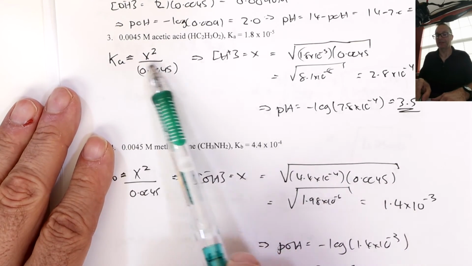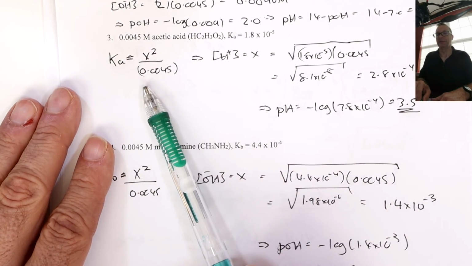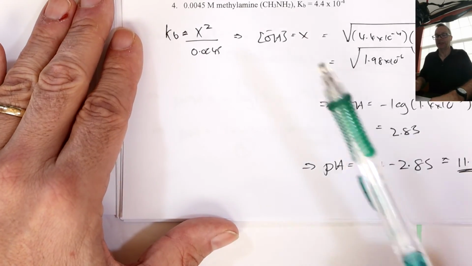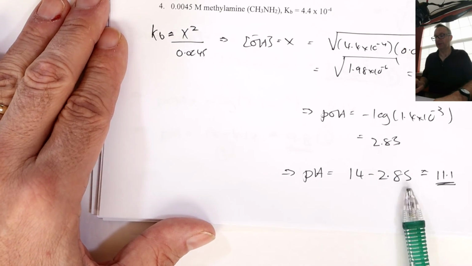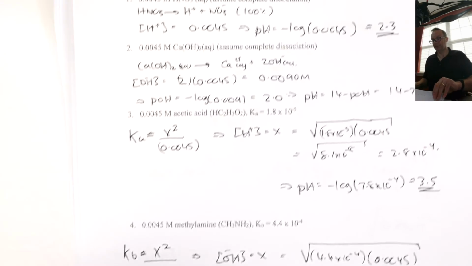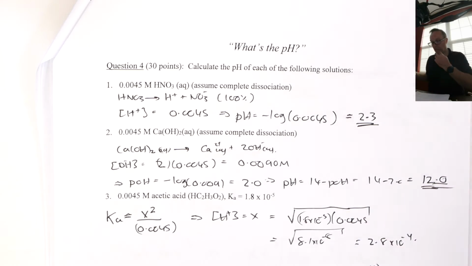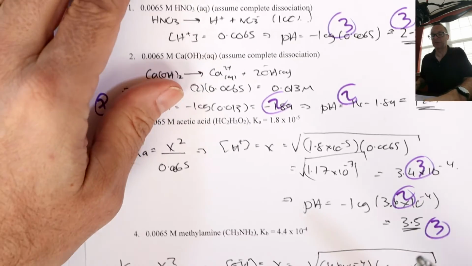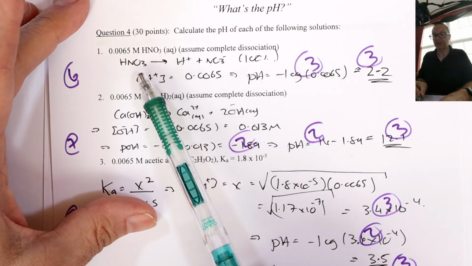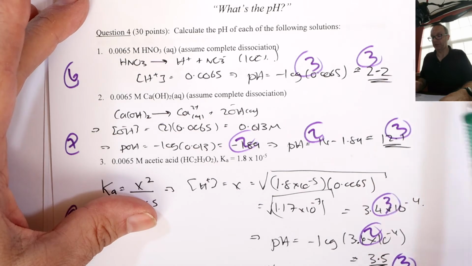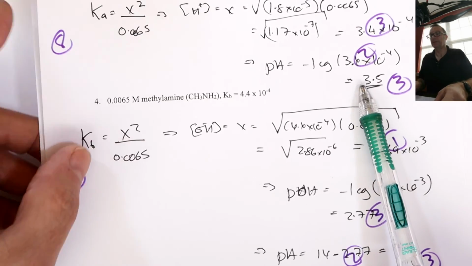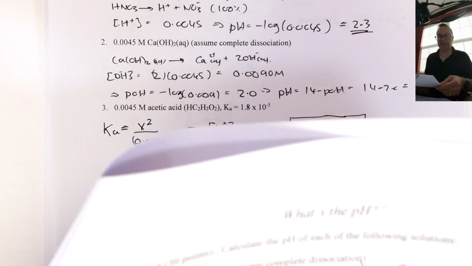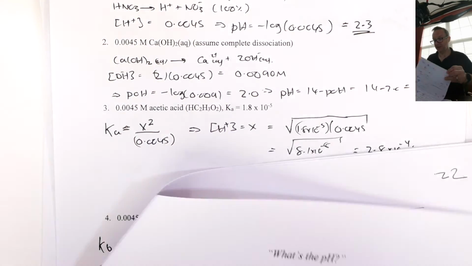Here, acetic acid. Hopefully you're familiar with the whole setup for that, 3.5. And here, base, same but with a twist at the end, you find pOH and then pH, okay? So those are the numbers. Actually, I think the grade scheme is on the other one. So there's the other one, just to go through it, it's really the same. So 0.0065, 2.2, 12.1, 3.5, and 11.2. The numbers are very, very close, of course, because the concentrations are similar, but they're not the same. So be careful.